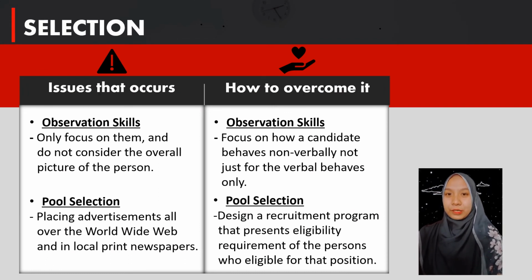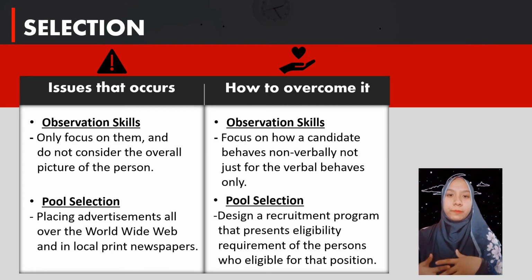Today I would like to present my topic, which is problems that might occur in the selection process and how to overcome them. So let's go. For example, I take two problems that may occur in the selection process, which are observation skill and pool selection. While almost anybody can apply for a job, the recruiter must determine which candidates are the best choice in terms of skill and compatibility with the organization's culture, mission, and values.